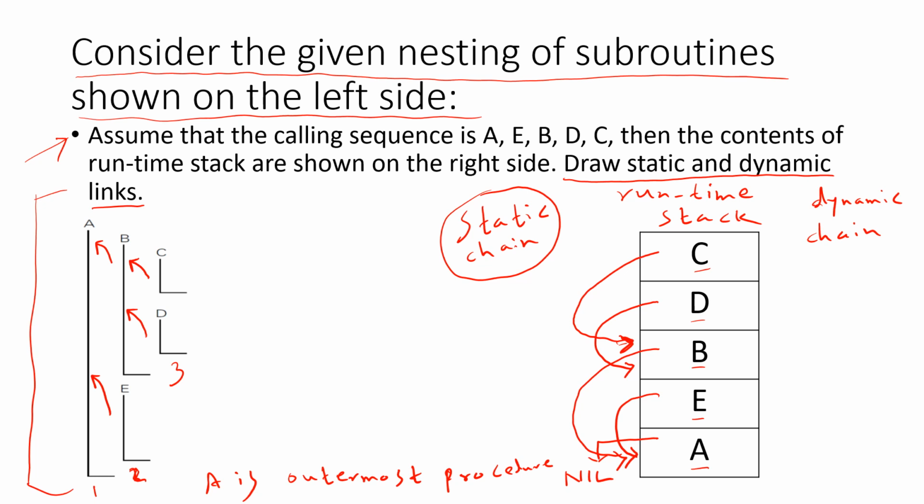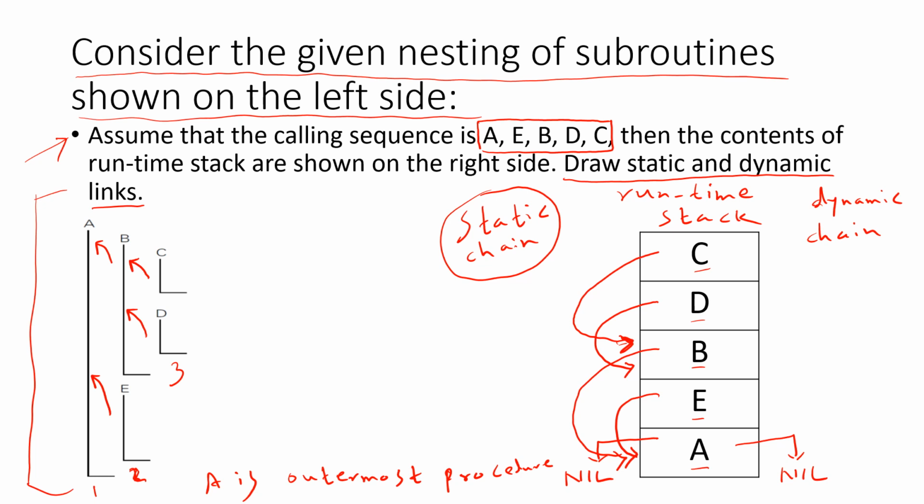Likewise, let's think of a dynamic chain. A dynamic chain consists of dynamic links. Now with every stack frame we have a dynamic link. So let's think of what is the dynamic link for A. The dynamic link for A is nil, and the reason is A is the first procedure called. No one calls A. You can see over here, this is the calling sequence which is given to us. So the dynamic parent for A is not there, so it is nil.